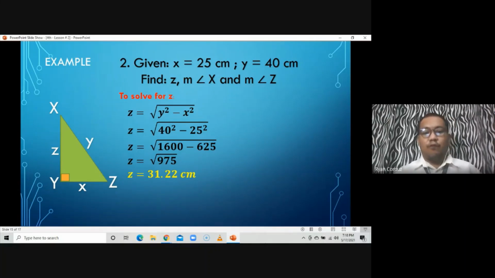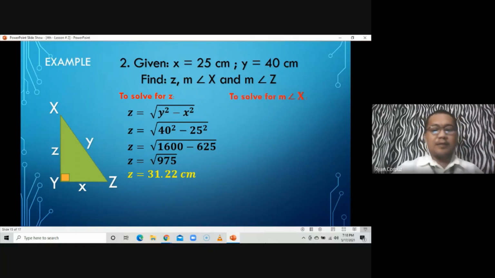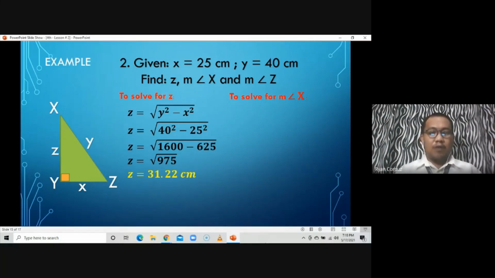Now, let's solve, this time, for the measure of angle x. So, to solve for the measure of angle x, alamin mo ulit kung anong trigonometric ratio yung gagamitin mo. Dito kasi, hindi natin kailangan gumamit ng trigonometric ratio, because given na yung two sides, so we can get the third side by using Pythagorean theorem. So dito tayo, balik tayo on using trigonometric ratio.